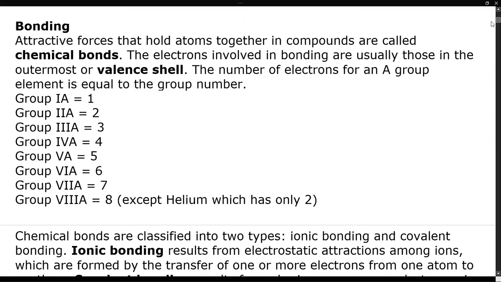The A group elements tell us the number of valence electrons. 1A is 1, 2A is 2, 3A is 3, 4A is 4, 5A is 5, 6A is 6, 7A is 7, 8A is 8, except for helium, which only gets 2, because it only has 2 electrons.